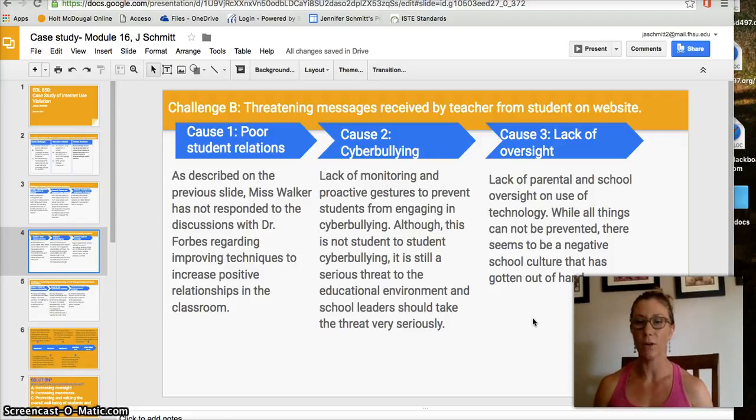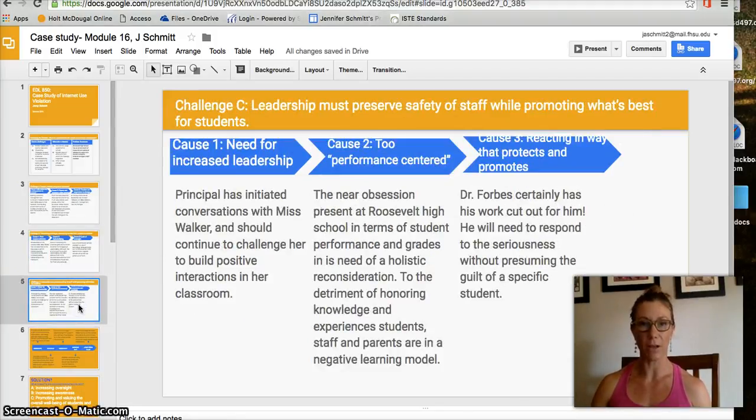And of course we know, working in schools, that we can't prevent all negative things from being said. We wish we could, but oftentimes those are outside of our control. However, there seems to be a negative culture that has gotten out of hand at the high school. Thirdly, challenge C, the leadership challenge in preserving safety of the staff members, all the while promoting what's best for students.